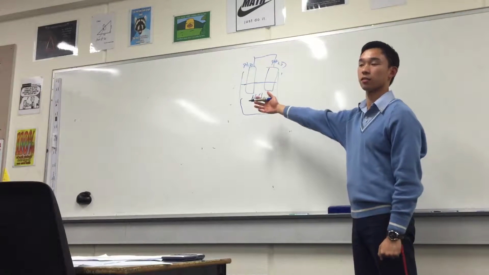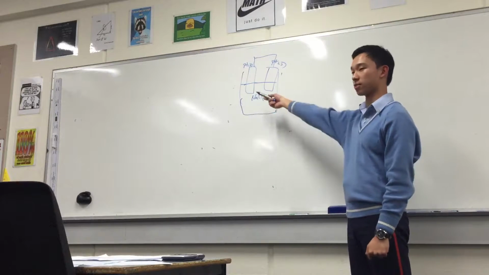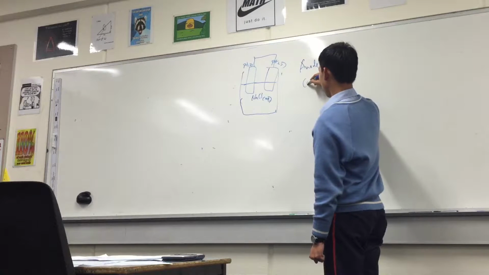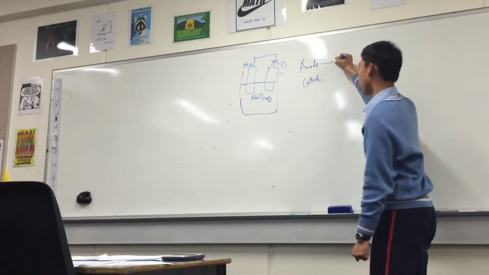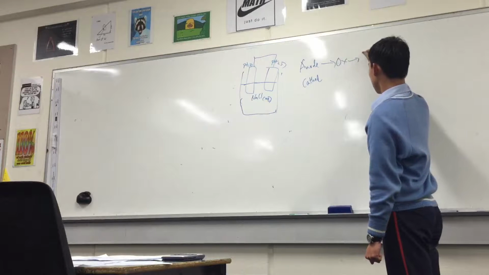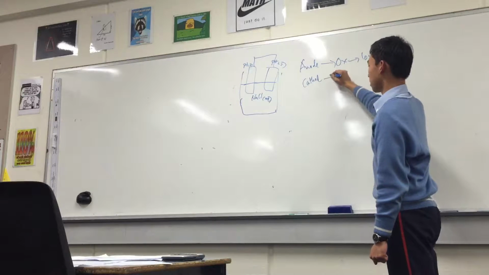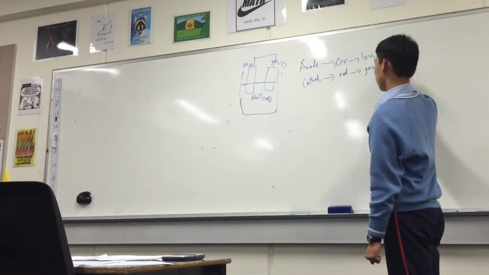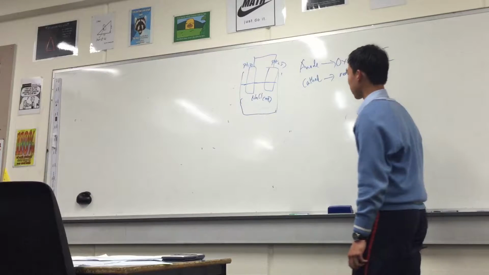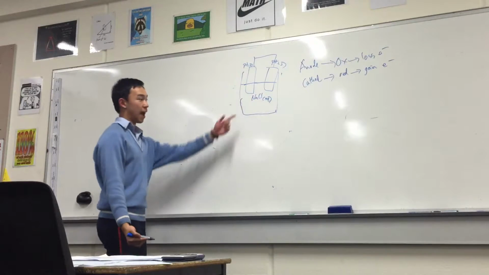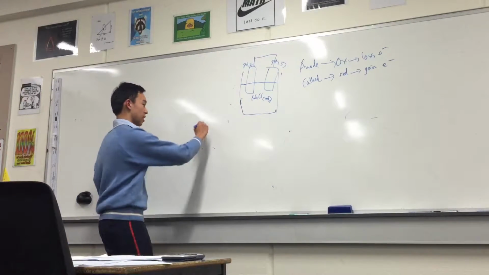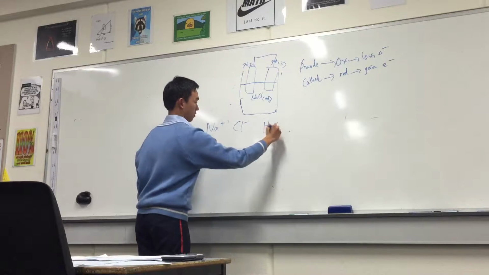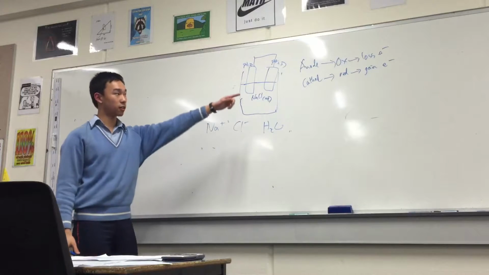And again, that's why I like the previous method, because it works the same for my electrolytic cells. So it's my anode, my cathode, right? I know at my anode oxidation is happening, loss of electrons, and at my cathode reduction is happening, gain of electrons. Same deal. Now look at all the species I have in my electrolyte: Na+, Cl-, and H2O.